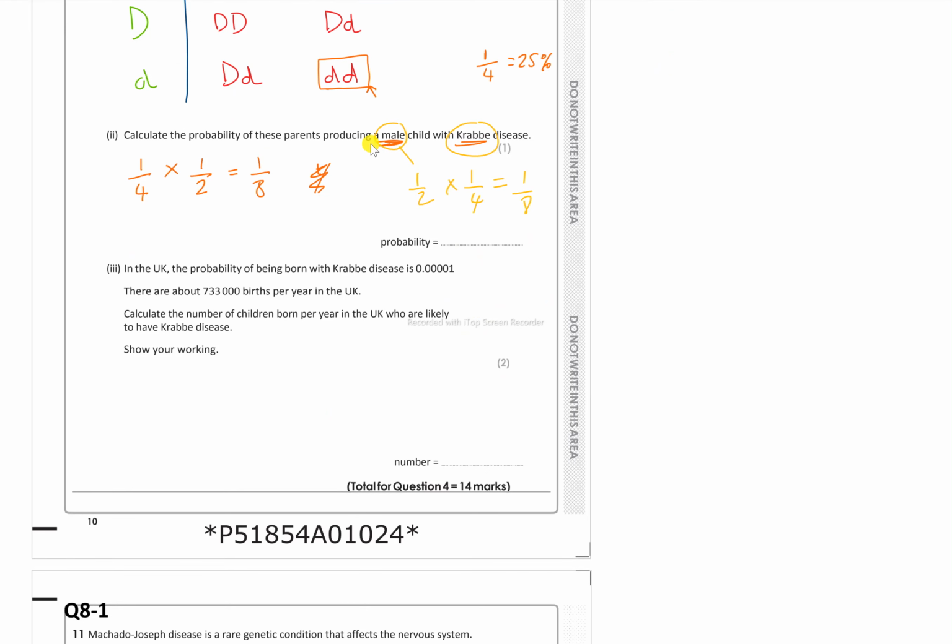This is a maths question. So it's probability. 1 times 733, right? And that should give 7.3 recurring, or 7.33, sorry, 7.3. So you can say you're going to have 7 children born with Crab disease.